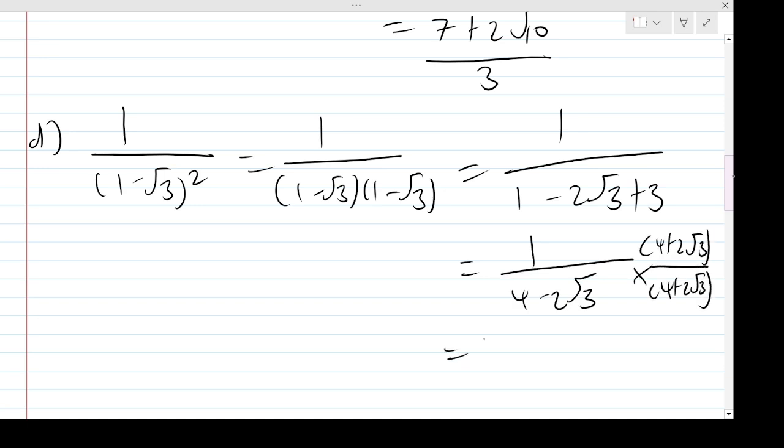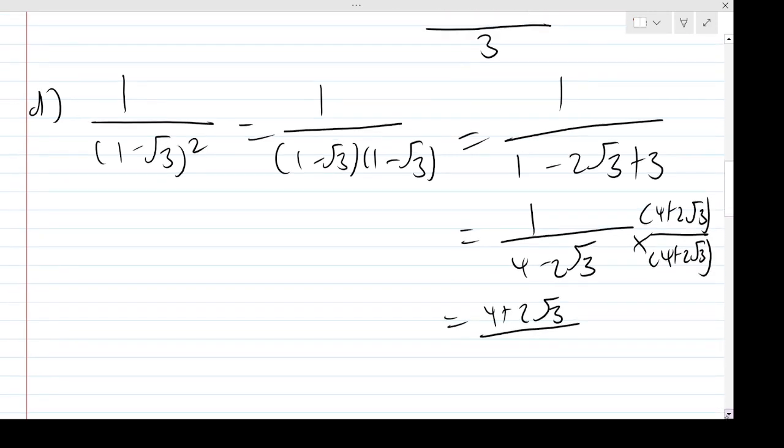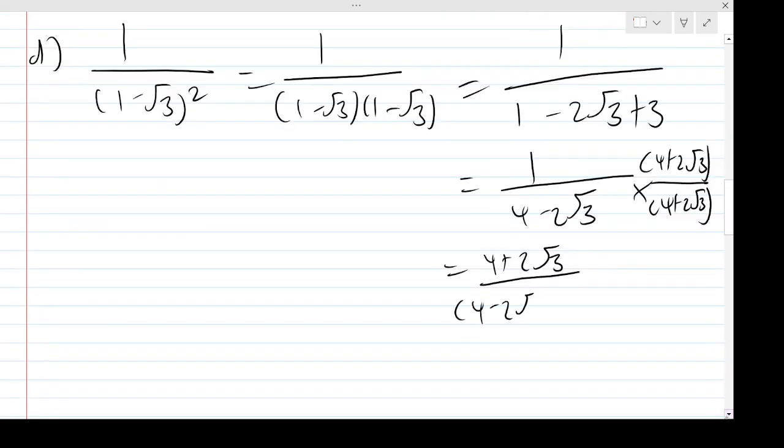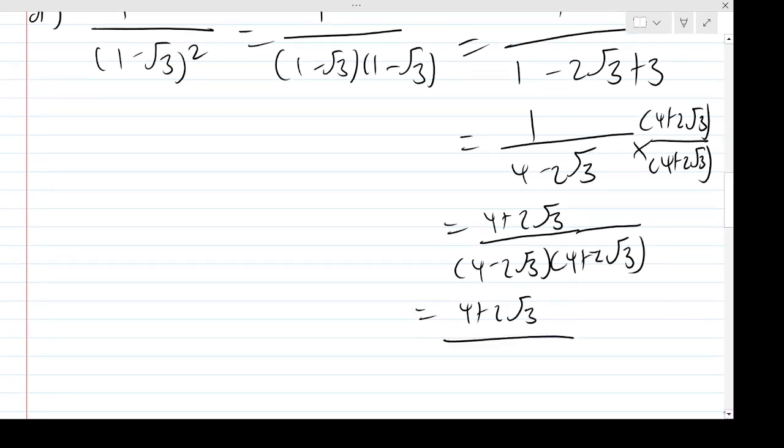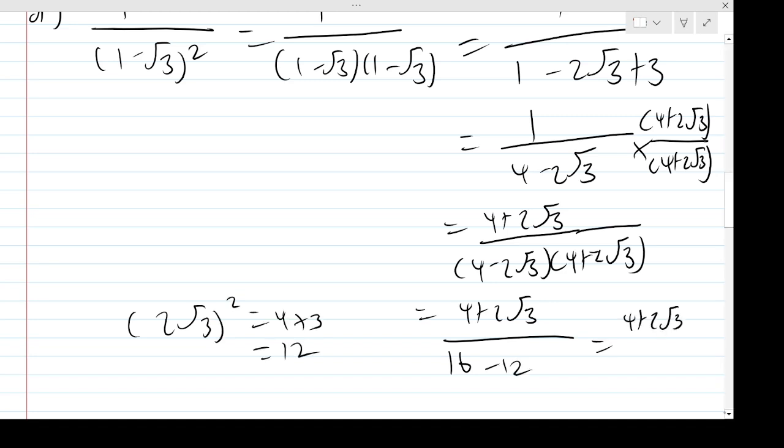And so if I do that, I get 4 plus 2 root 3 over 4 minus 2 root 3 times 4 plus 2 root 3, and so we have a difference of two squares on the bottom. On the top, 4 add 2 root 3, then on the bottom we have 4 squared, which is 16, take away 2 root 3 all squared, where 2 root 3 all squared is 4 times 3, which is 12. So if we take away 12, you get 4 add 2 root 3 over 4, and there's my answer.